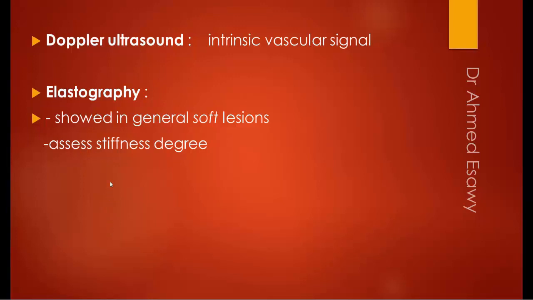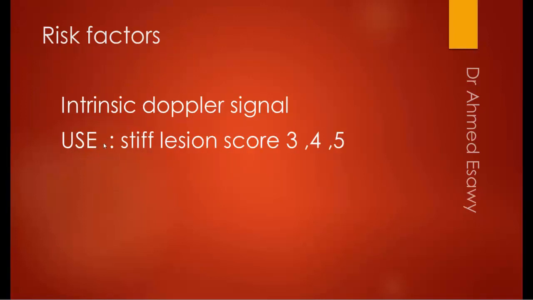What does elastography show? In general a soft lesion. We assess the stiffness degree, and the risk factors are an intrinsic Doppler signal and a stiff lesion on elastography, score 3, 4, 5.